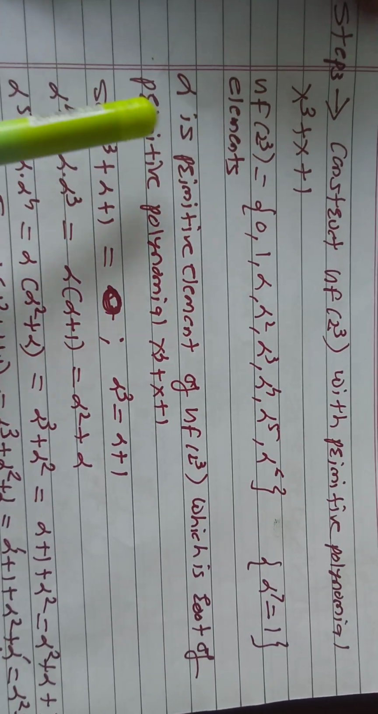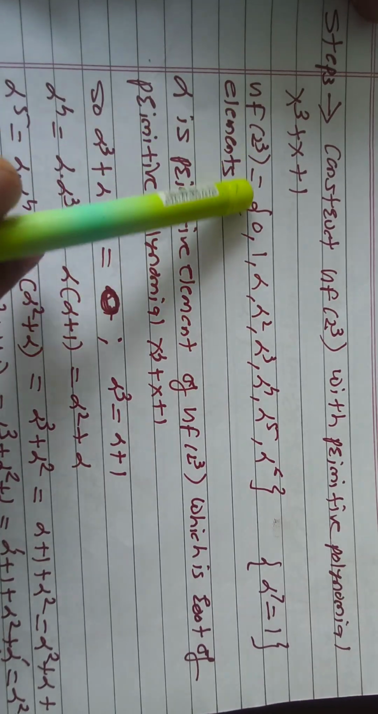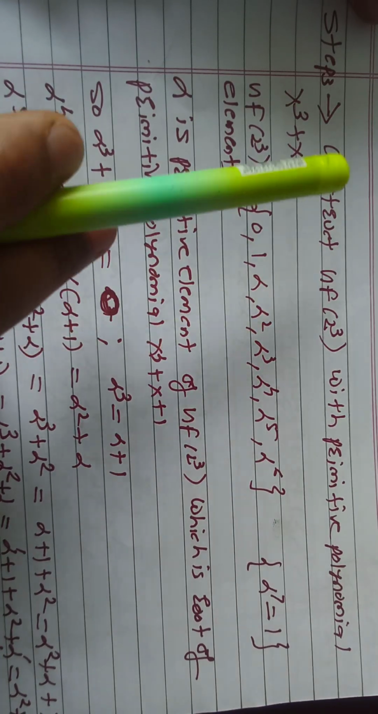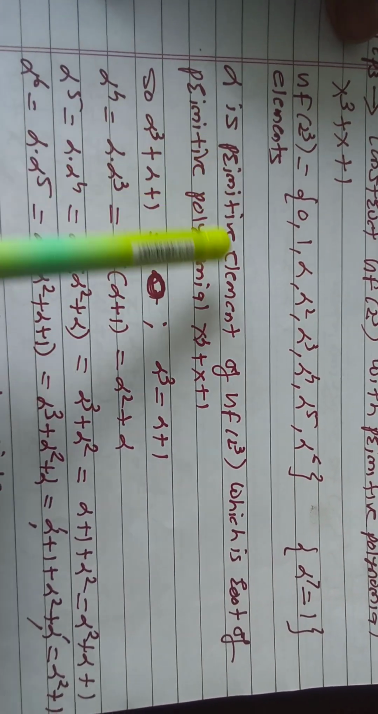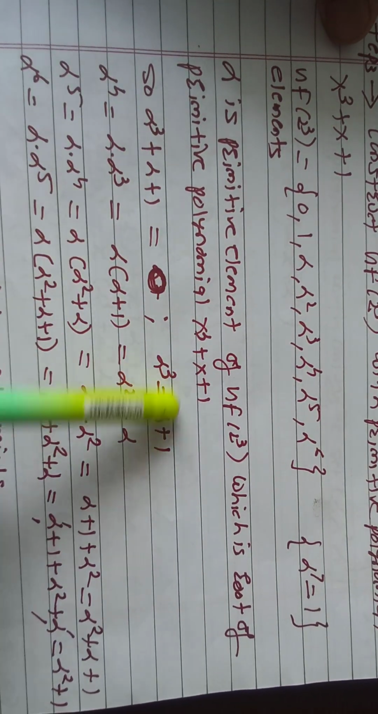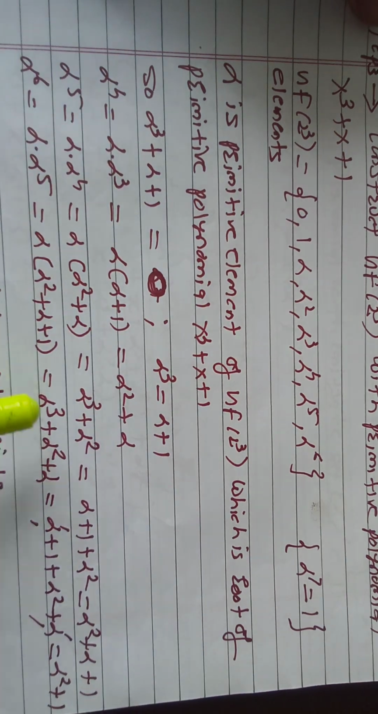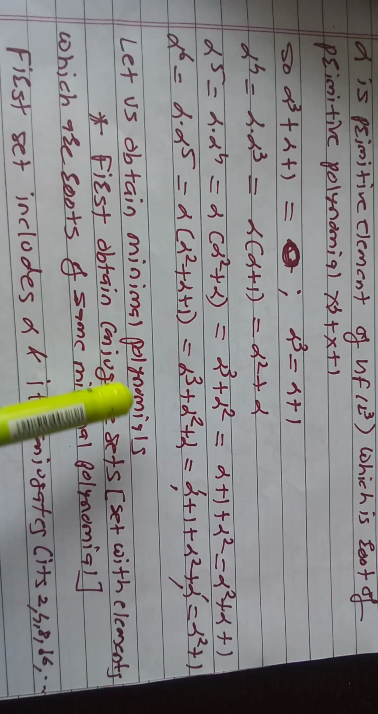Now what we have done, we have selected a primitive polynomial, then we have written the elements of Galois field in terms of the primitive element. The primitive element is the root of the primitive polynomial. So we have obtained the equations for these elements in terms of mod of the primitive polynomial. After that we have to obtain the minimal polynomials.